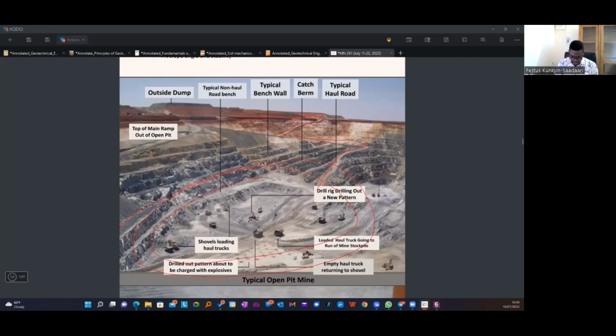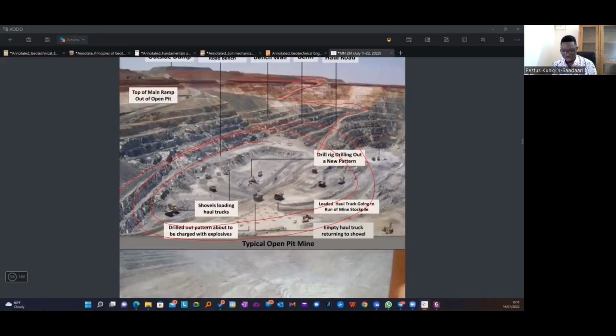So let's have a look at, there are trucks. So a typical mining pit during the day or night when they are in operation, these are the things you see. When you are in the pit, this is how it will look like, with all sorts of noise going on.